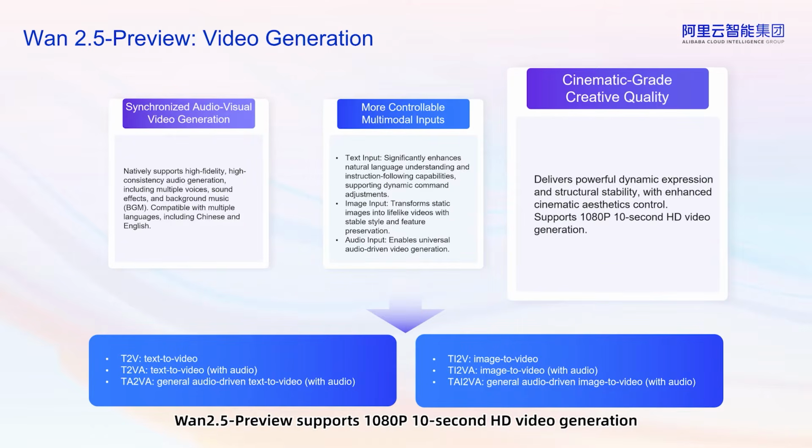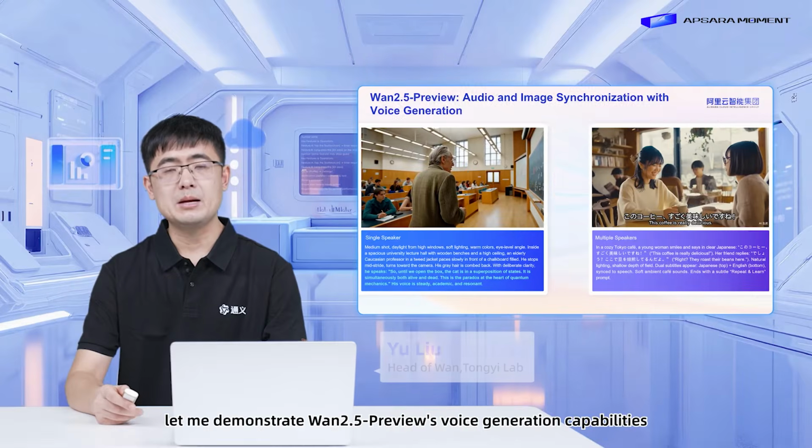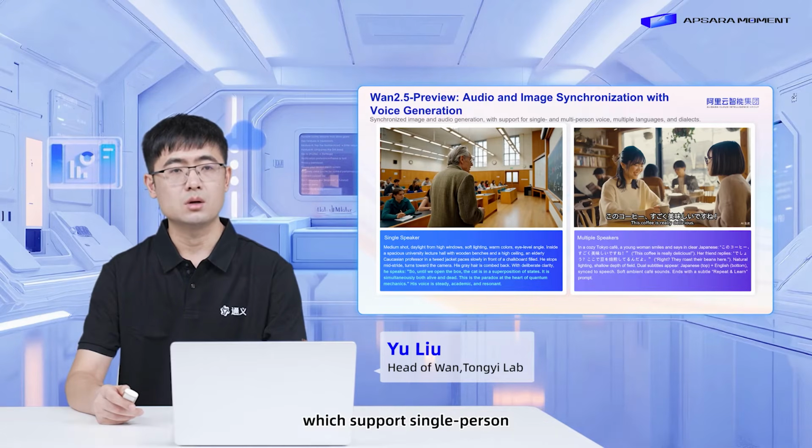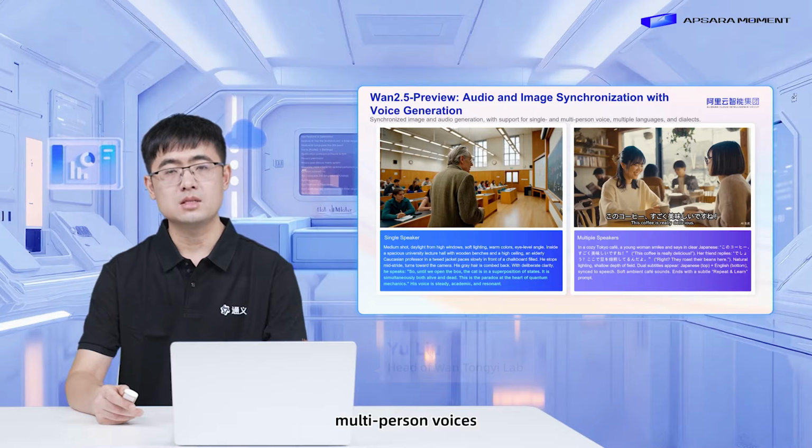Additionally, Wan2.5 Preview supports 1080p 10-second HD video generation with strong dynamic expression and structural stability. We have also upgraded the cinematic aesthetic control system introduced in Wan2.2. Users can now achieve film quality production simply by combining text prompts with cinematic aesthetic control tags. Next, let me demonstrate Wan2.5 Preview's voice generation capabilities, which support single-person, multi-person voices, multiple languages, and dialects.